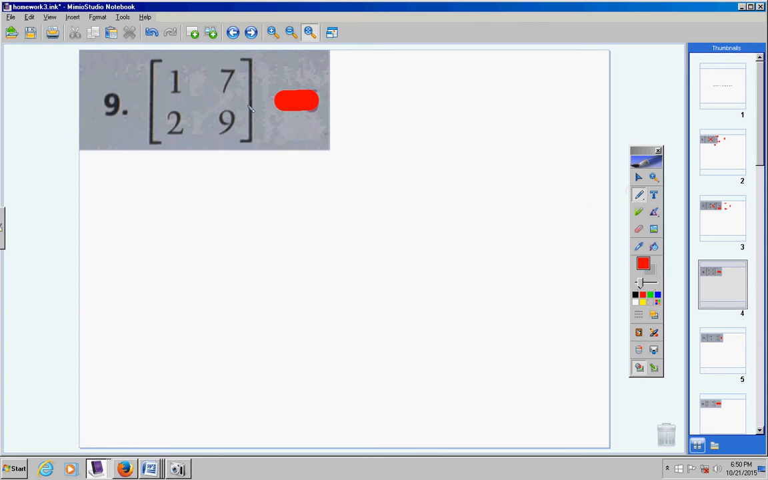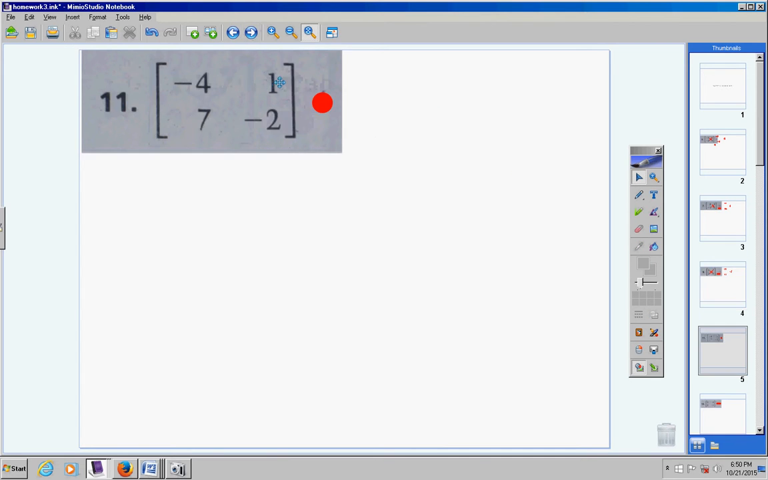Okay, moving on to number 9. We're finding the determinant of a 2 by 2. So we multiply up, and we change the sign. So 14, we're going to put negative 14. Multiply diagonally down, do not change the sign, so we get a positive 9. Add these two numbers, or combine those two numbers however you want to say it, and you'll get a negative 5 for the determinant.